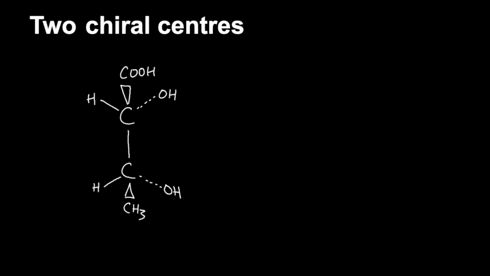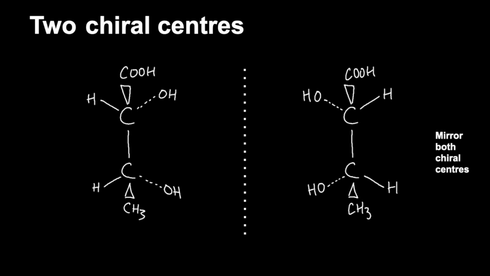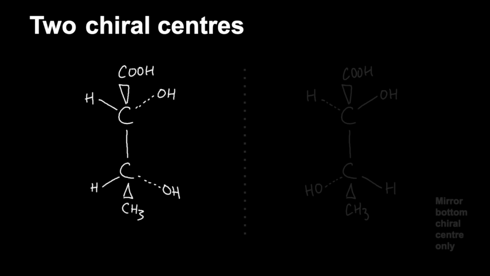You could be asked about a 2 chiral center molecule, so there would be 4 possible optical isomers, the one on the screen now. So how do you go about doing the others? The logical approach I would take is mirror both of your chiral centers. So you can see that chiral center is the mirror of that one, and that one's the mirror of that one. Then you could just mirror the top, and then you could just mirror the bottom.